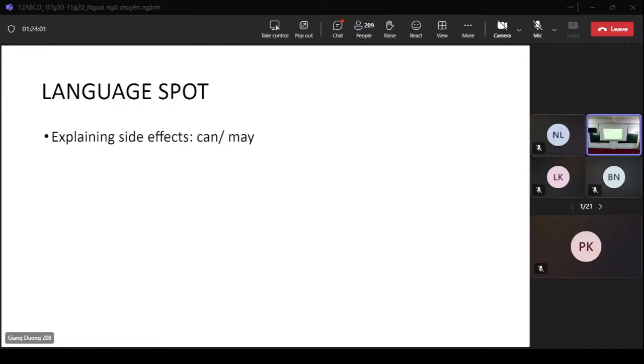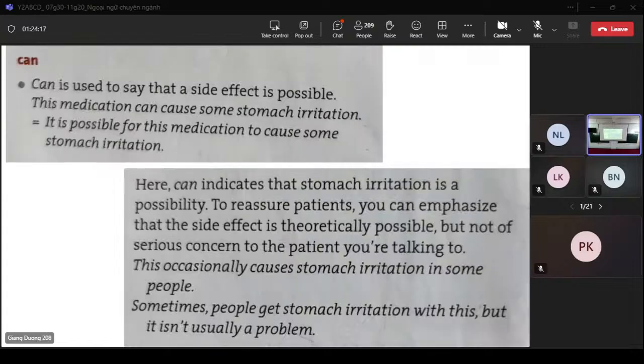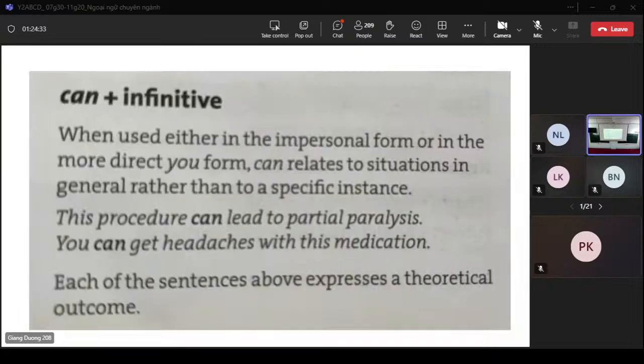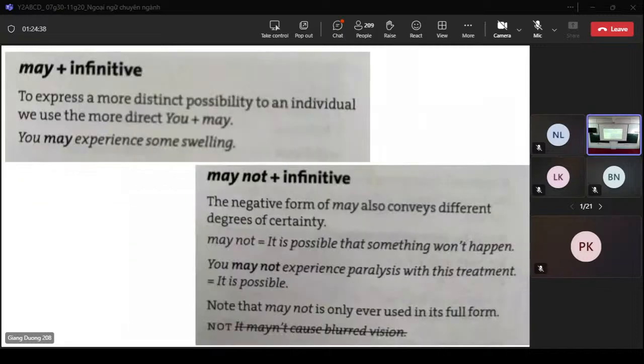Here, can theoretical possibility and may real possibility. However, either. For example, is it possible for this medication to cause some stomach irritation? Okay. Can, may, be, possibly.